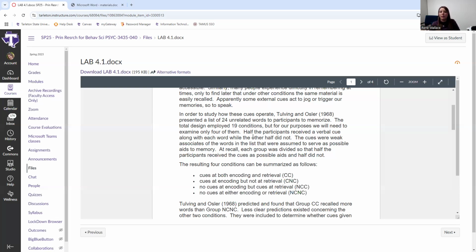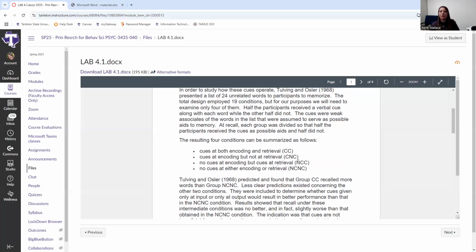So half of the participants will receive a verbal cue along with each word that they're trying to memorize, and half will not. For Tulving and Osler's, the cues were weak associates of the words in the lists that were assumed to serve as possible aids for memory. At recall, each group was divided so that half the participants received the cues and half didn't. So here's what your 4 conditions are going to be called.